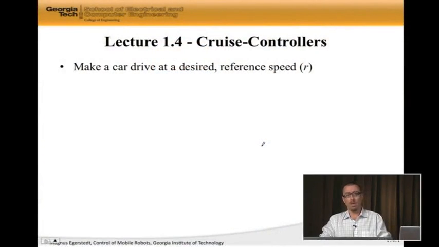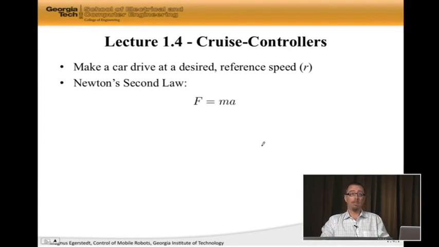If you recall, we're going to use R to describe the reference. So someone in the car has set the reference speed to 65 miles per hour or whatever you desire. And now we want to understand how we should model the car so that we can make it go the reference speed. Like I said last time, the laws of physics ultimately dictate how objects in the world, like robots or cars, behave.